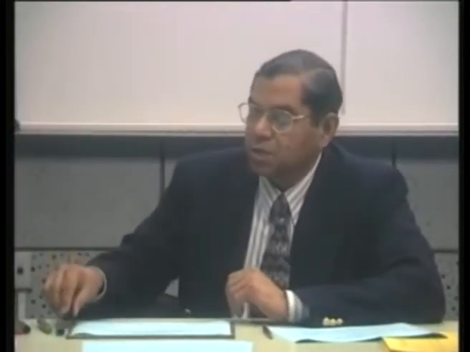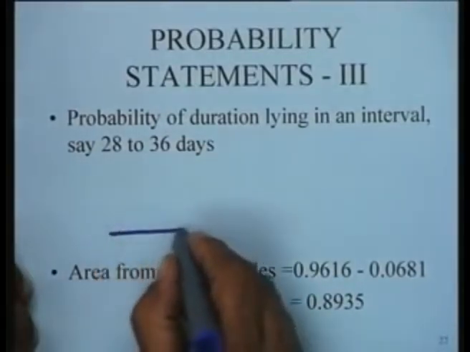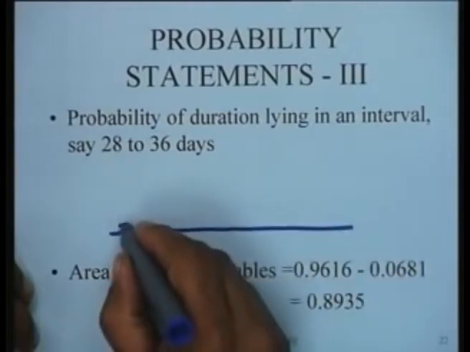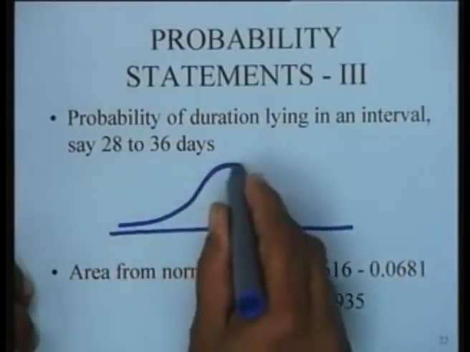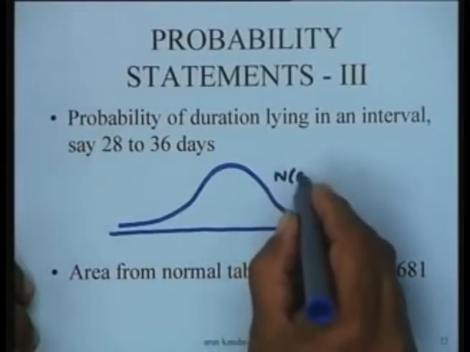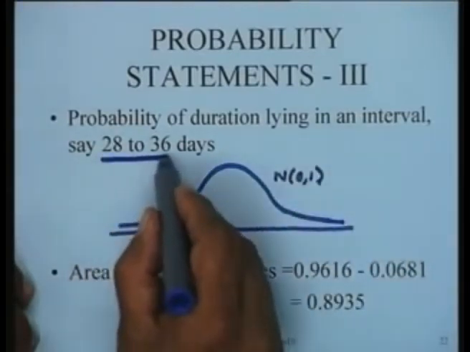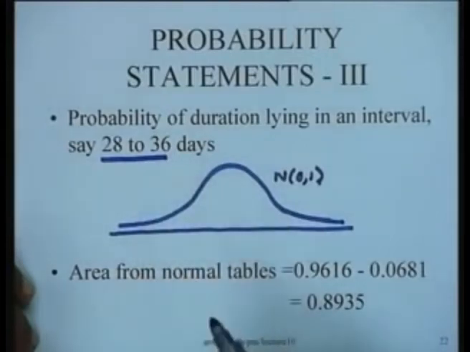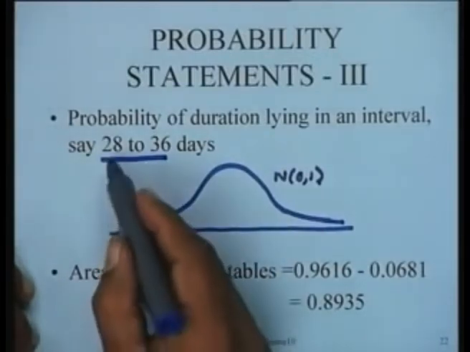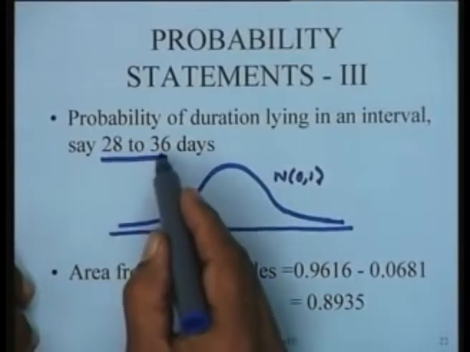Now you could, on the same lines, suppose our objective was to find out the probability that the project would be completed within a certain interval of time. So the standard normal distribution would be something like this, and we are interested in finding out, say, what is the probability that the project would be completed in between 28 to 36 days. So again, you would compute the z value for each one of these. 28 we had already computed and 36 we had already computed.